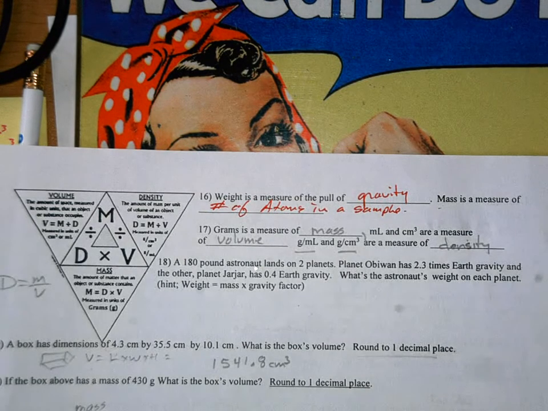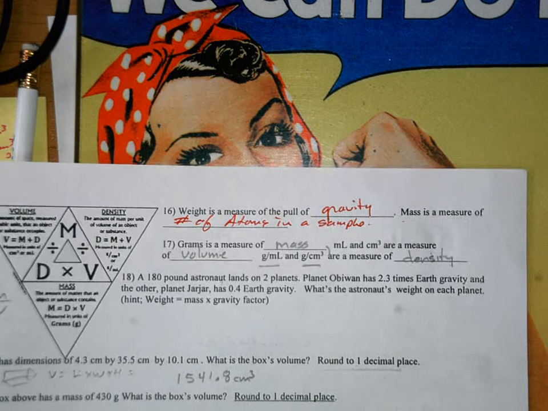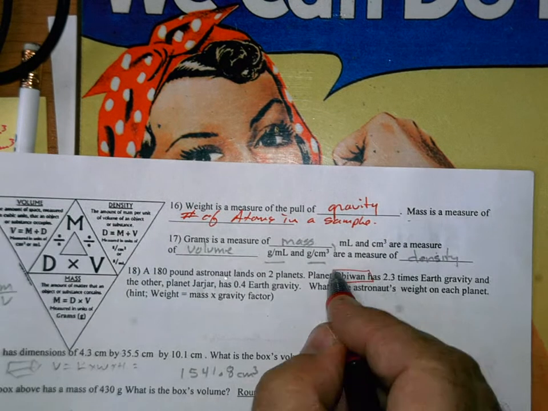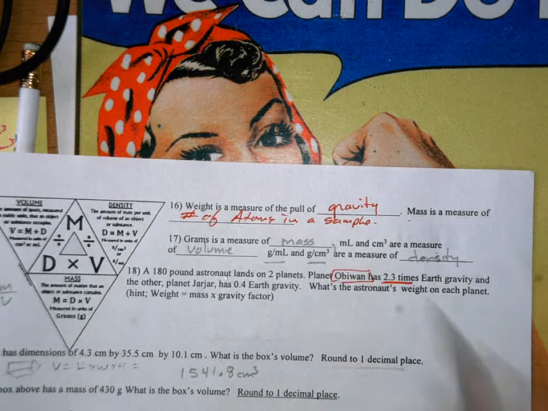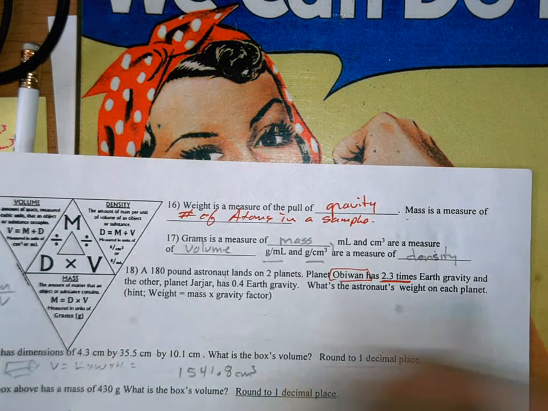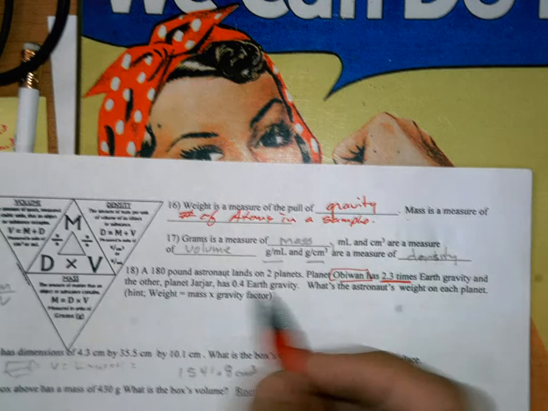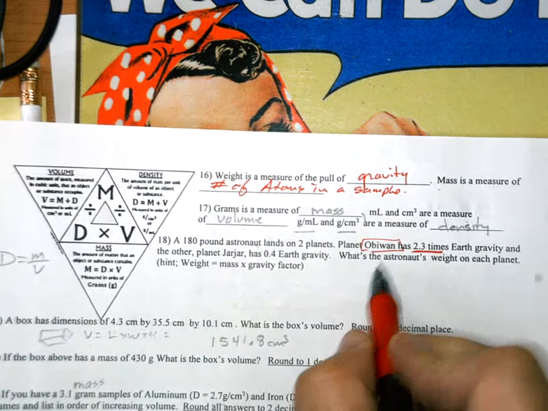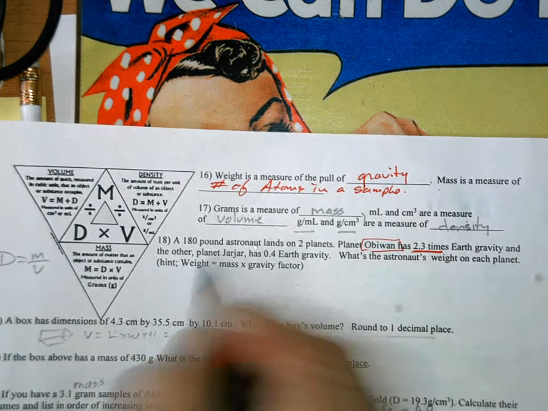All right, continuing on now. We have two planets here. Planet Obi-Wan, the force is strong with this one. Okay, I couldn't resist it. And the other planet, Jar Jar. Okay, now Jar Jar, get out of here. Okay, where was I? So what do we got to do? What's the astronaut's weight on each planet? I've given you a hint.